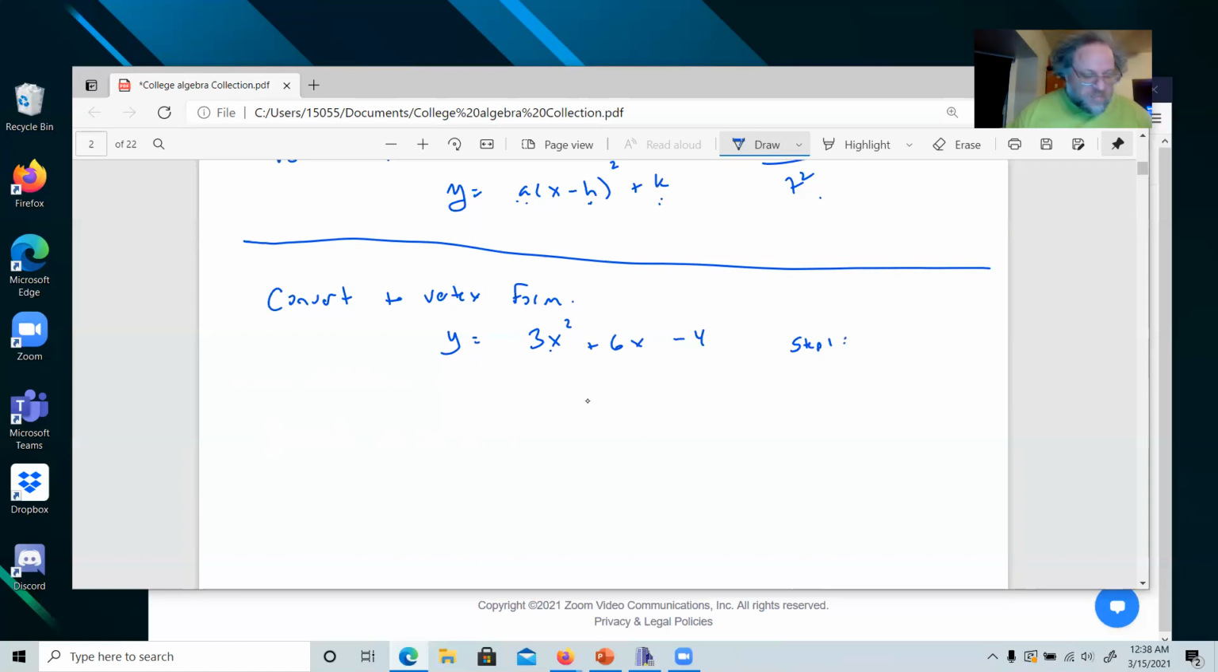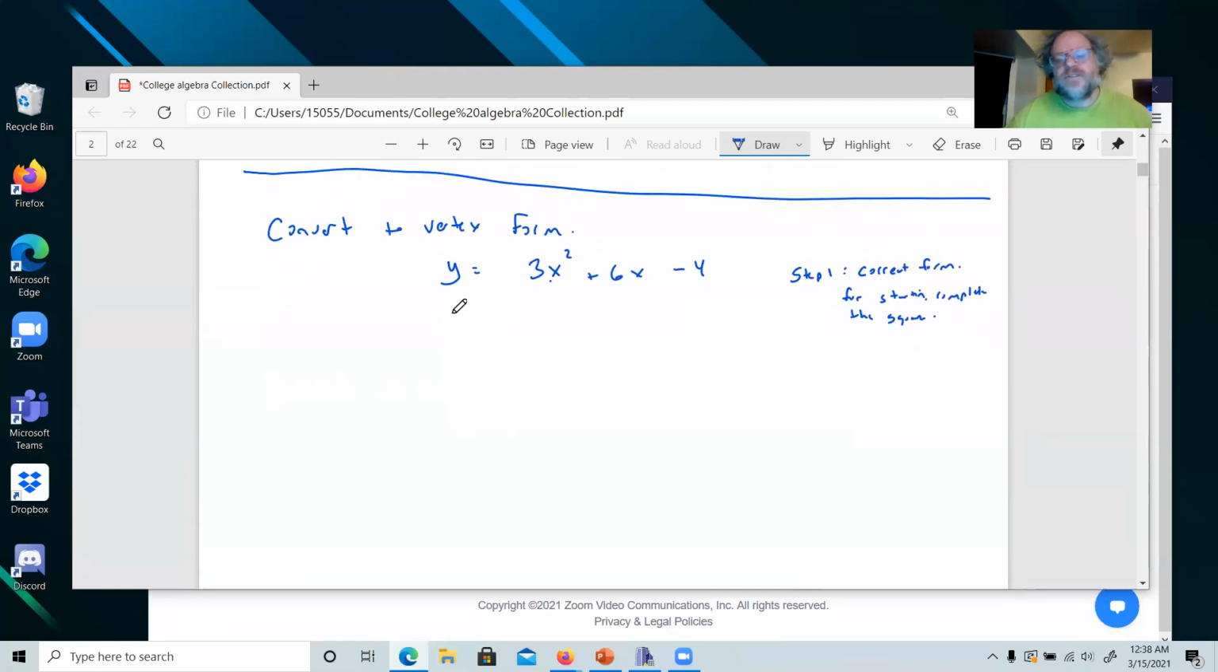is we're going to go ahead and put this in the correct form, for starting to complete the square. And for my students, if your high school teacher showed you a slightly different way that works so much better, then go ahead and use the one that you like, because they're all effectively the same. It's just how do you want to count it out?